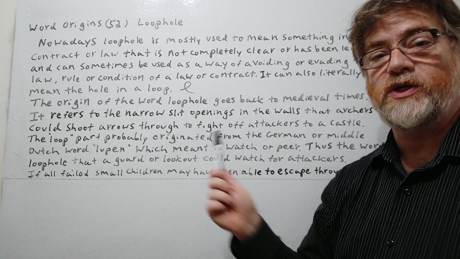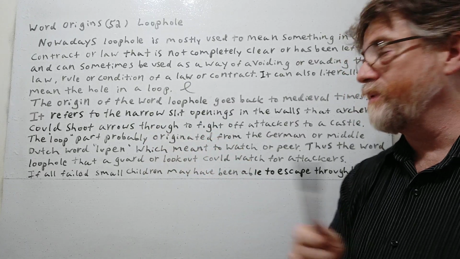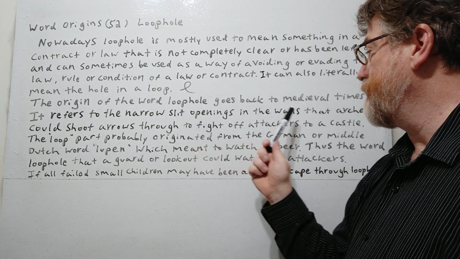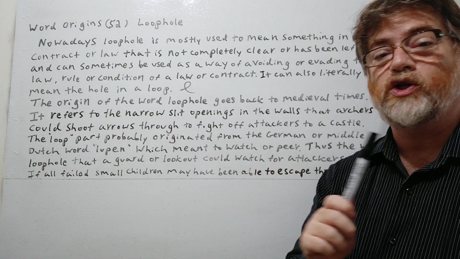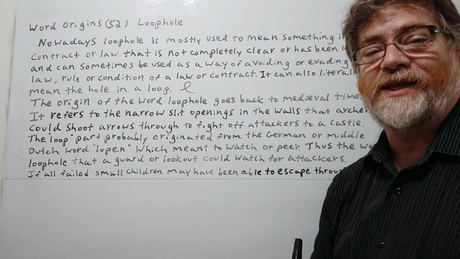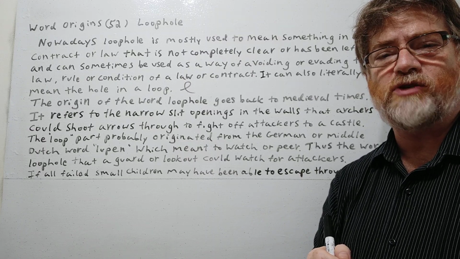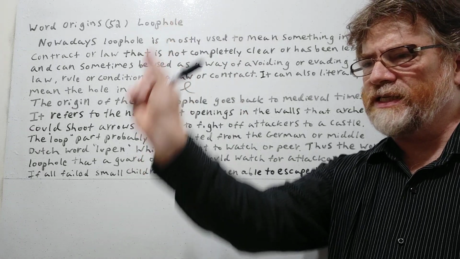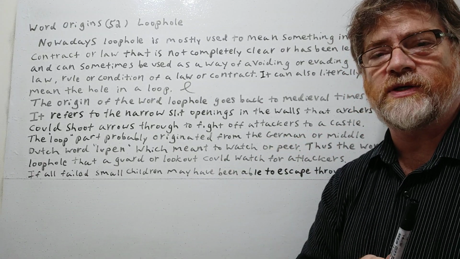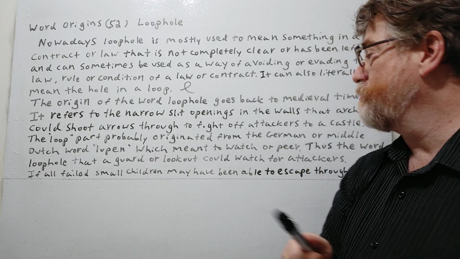Okay, let's get to the origin part now. The origin of the word loophole goes back to medieval times, the Middle Ages. It refers to the narrow slits, openings in the walls that archers could shoot arrows through to fight off attackers to a castle. If you've ever seen any of the old movies around Robin Hood's time, when somebody's trying to defend a castle, you often see these little narrow openings that the people shot arrows through to fight off attackers. Those were actually referred to as loopholes. That's where the word actually comes from.